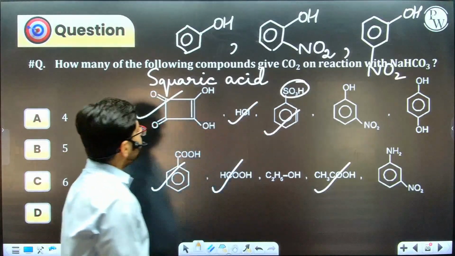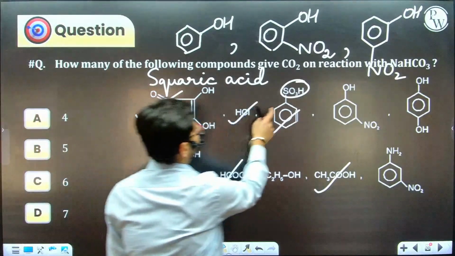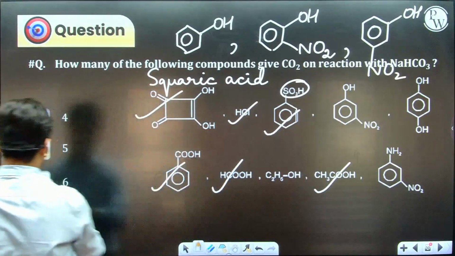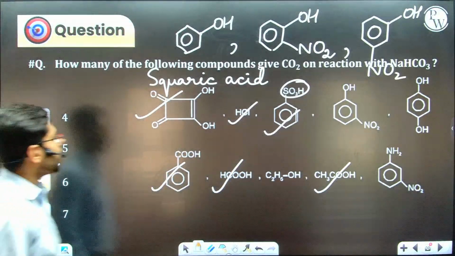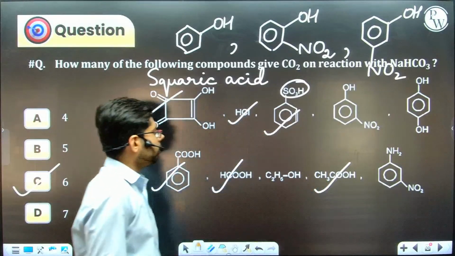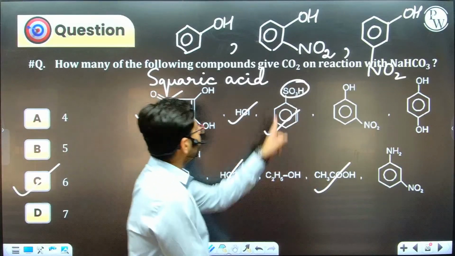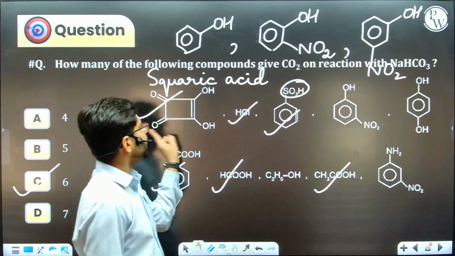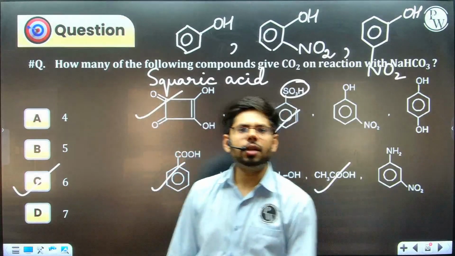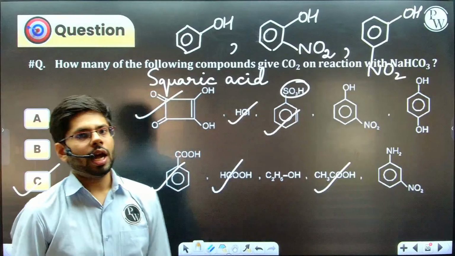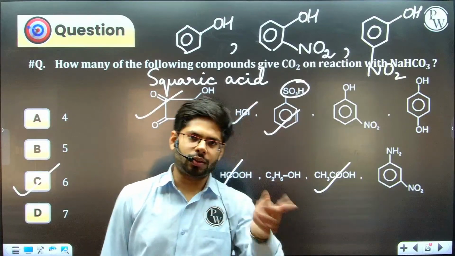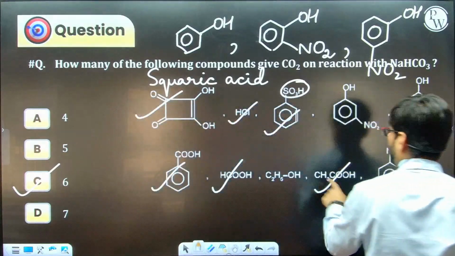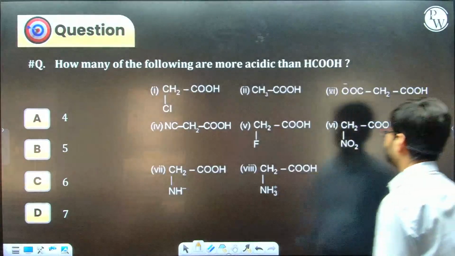So how many of the compounds are giving CO2 here? 1, 2, 3, 4, 5, 6. So all carboxylic acids will react with NaHCO3 to form CO2 gas. All sulfonic acids will react with NaHCO3 to form CO2 gas. Squaric acid will react, right? And picric acid and paranitrophenol and 2,4 dinitrophenol also react with NaHCO3. So 1, 2, 3, 4, 5, 6. So option C. Next one.